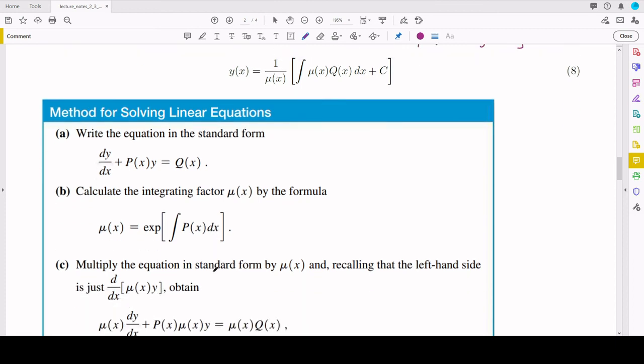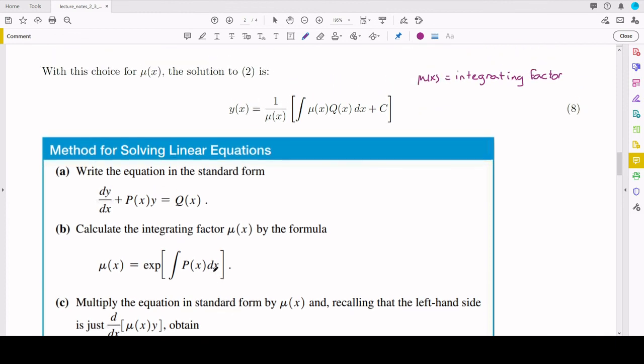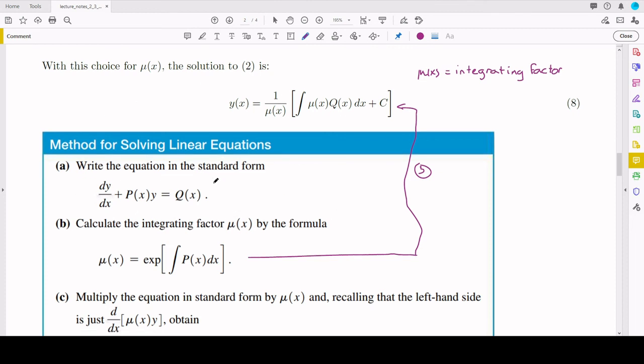And then I would go straight from there to here. So don't bother with what the book does here. I would just go up here, and that is your third step. And that's your whole method for solving linear equations. And we're going to do a bunch of examples in the next few videos.